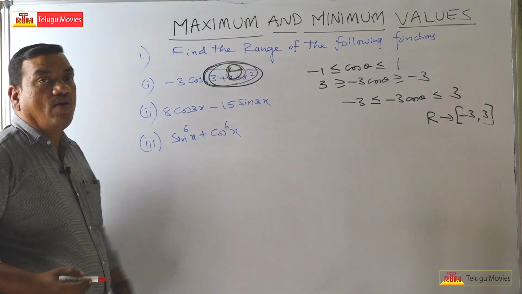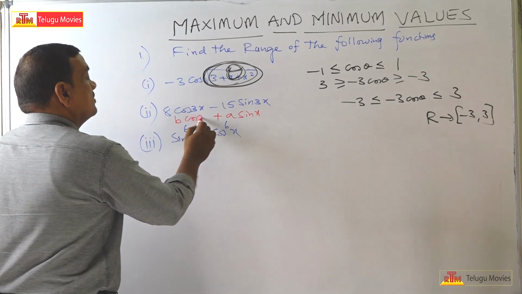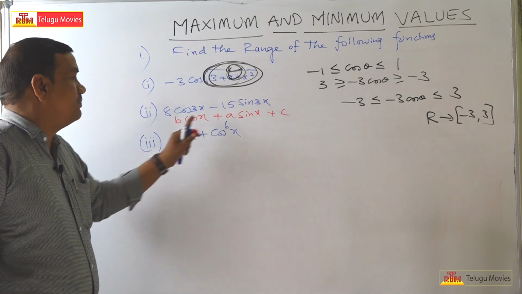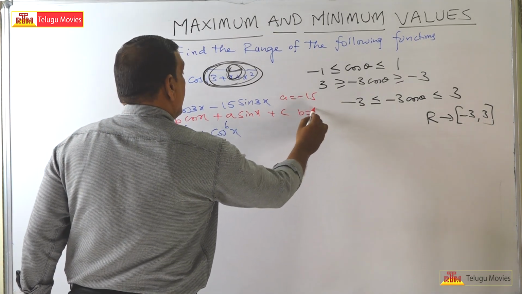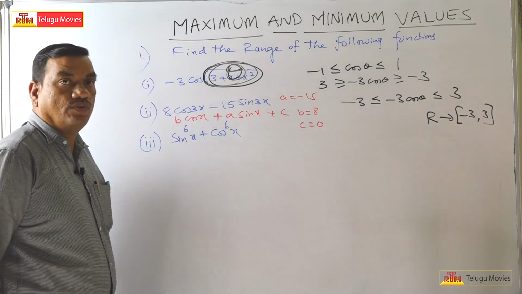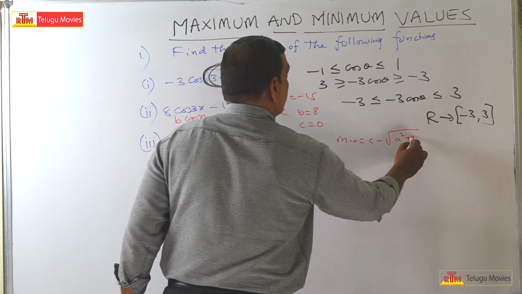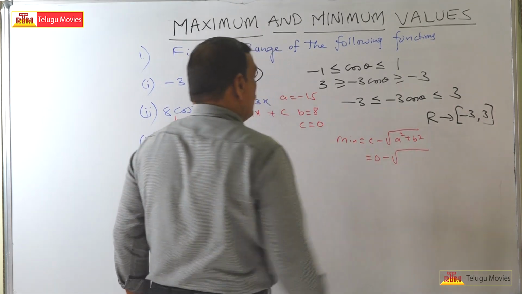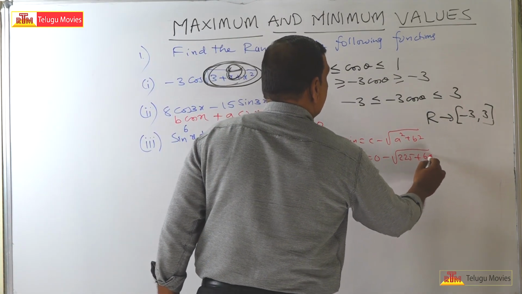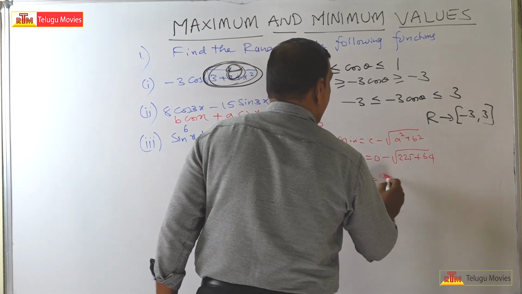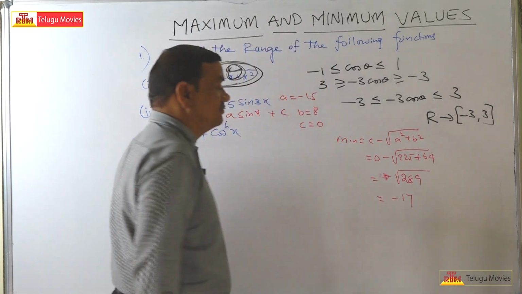This is in the form of a sin x plus b cos x plus c. Here your a value is minus 15, b value is 8, c value is 0. So what is the minimum value? Minimum value is c minus the square root of a square plus b square. C value is 0, and under the square root, a square means 15 square, 225, plus 64. This is equal to minus root of 289, that is equal to minus 17.